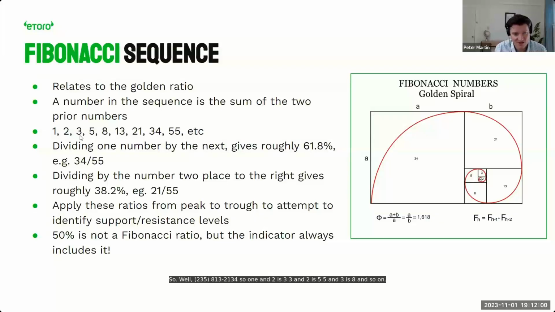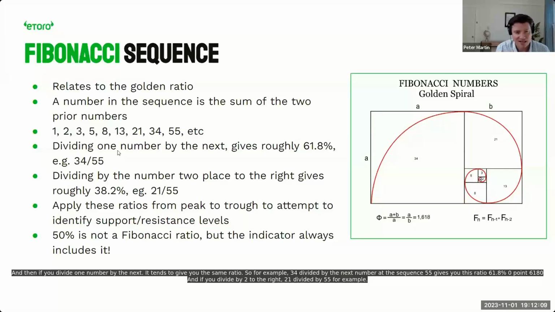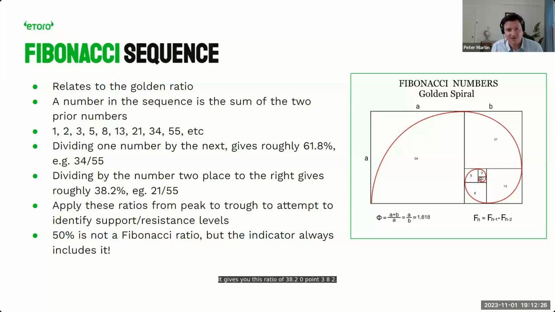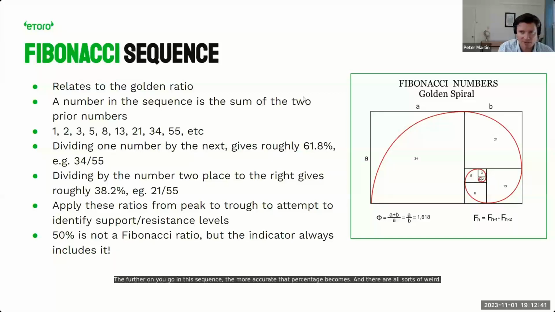So 1 and 2 is 3, 3 and 2 is 5, 5 and 3 is 8, and so on. And if you divide one number by the next, it tends to give you the same ratio. For example, 34 divided by the next number in the sequence, 55, gives you this ratio 61.8%, 0.6180. And if you divide by the number two to the right, so 21 divided by 55, for example, it gives you this ratio of 38.2, 0.382. The further on you go in this sequence, the more accurate that percentage becomes.